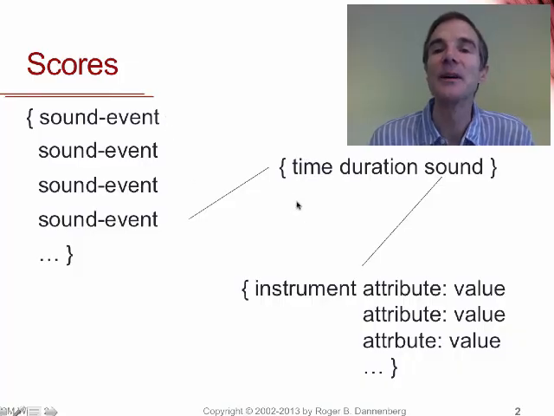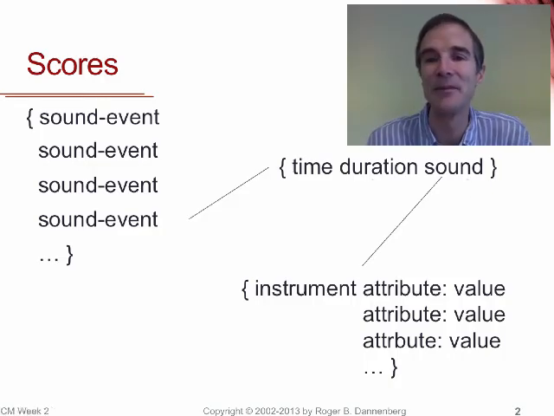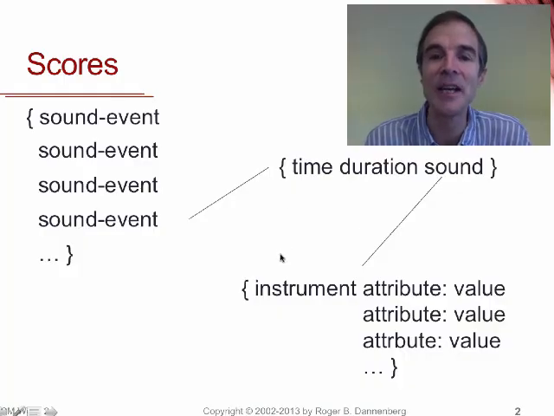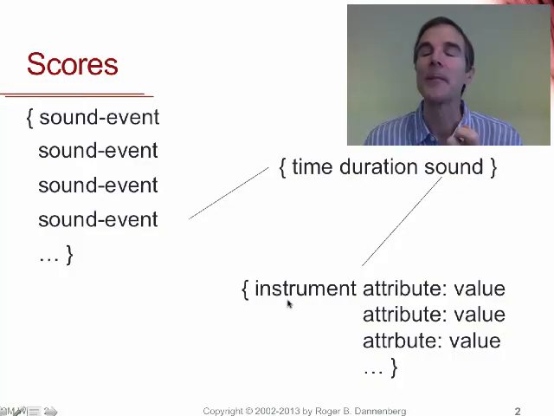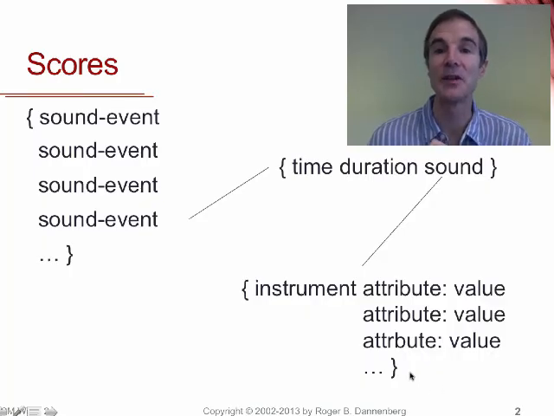What's an event? Well, here things get a little more complicated. The schematic for an event is this. The event is a time and a duration and a sound. So what's a sound? All right, we have another nested list to describe sounds. A sound is an instrument, which is a symbol, name for a function, and a set of parameters in the form of attribute, value, attribute, value, attribute, value, until the end of the list. Okay, so that's the complete structure of a score.